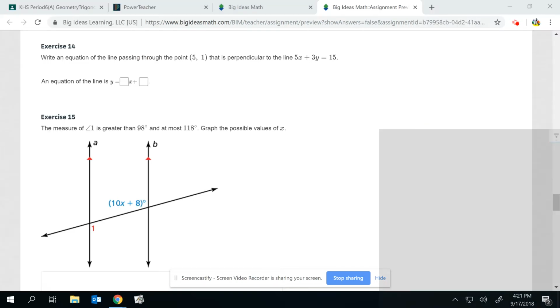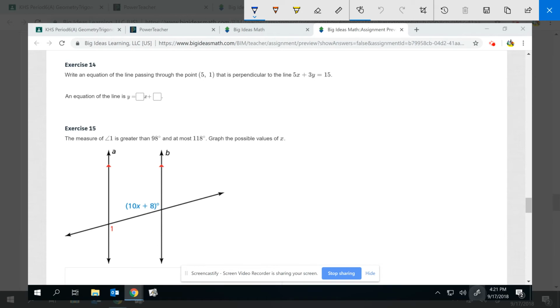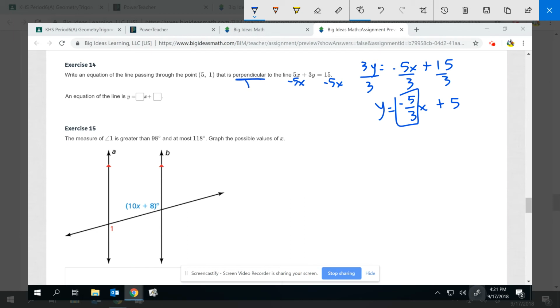And there we go. Okay, a perpendicular line has the opposite reciprocal. So first we need to find the slope. Minus 5x. So 3y equals negative 5x plus 15. Divide everything by 3. So we got negative 5/3 x plus 5. So there is your slope. So my perpendicular new slope is going to be a positive 3/5.